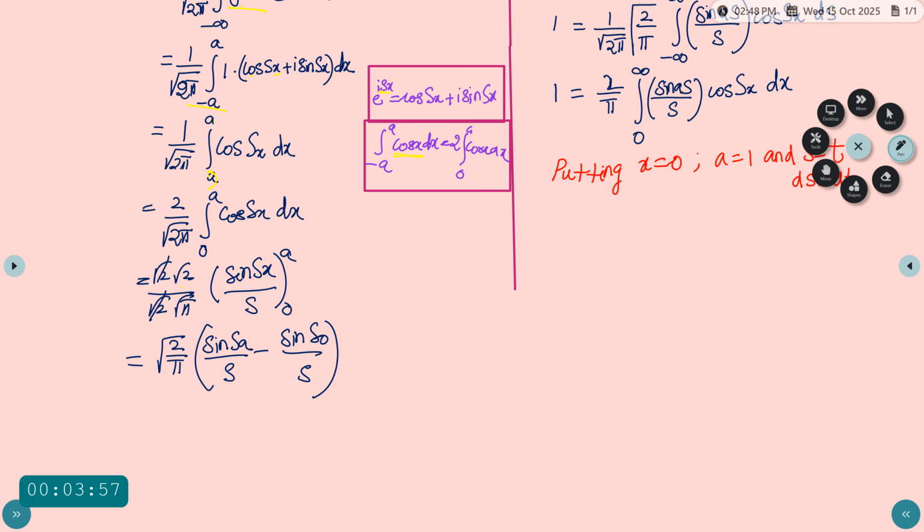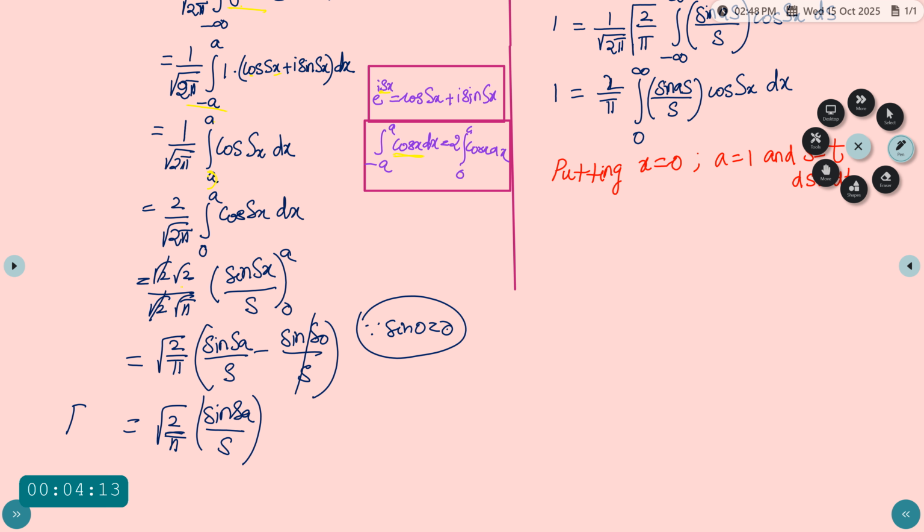What is the value of sin 0? The value of sin 0 is equal to 0, so the second term turns to 0. The final answer is root 2 by pi sin sa divided by s. This is the answer for the Fourier transform. What is the symbol for Fourier transform? F(s). So this is the final answer for the Fourier transform.